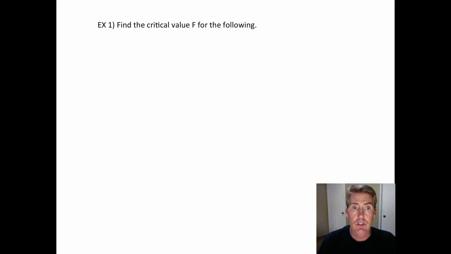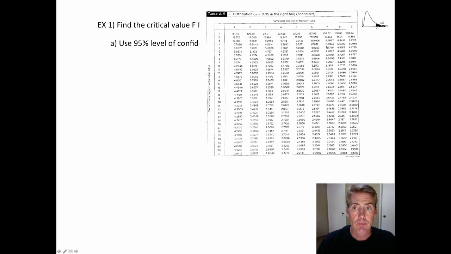So let's practice using the F table for this situation. The claim is that standard deviation 1 is bigger than standard deviation 2, so this makes it a right-tailed test. This makes alpha equal to 0.05 in the right tail. Degrees of freedom 1 will be a 15, and degrees of freedom 2 will be a 14.